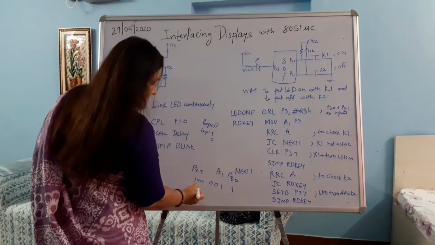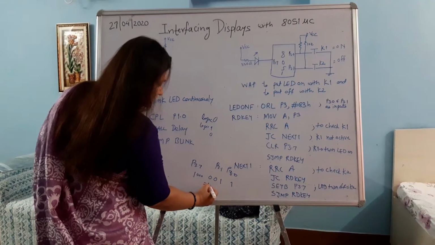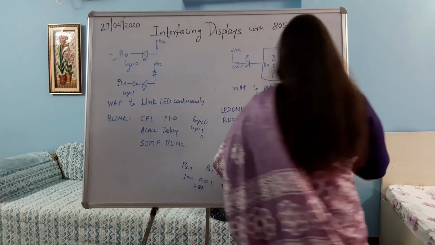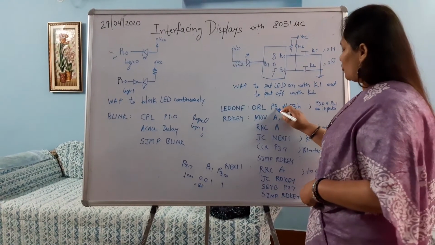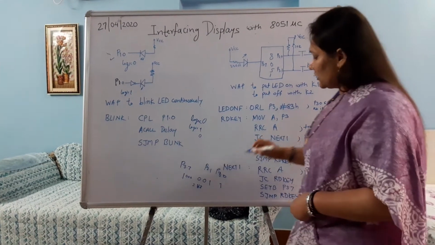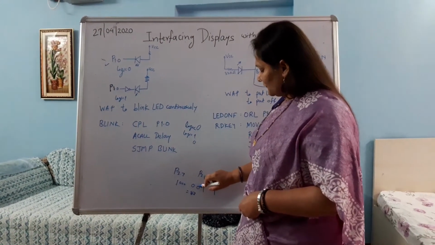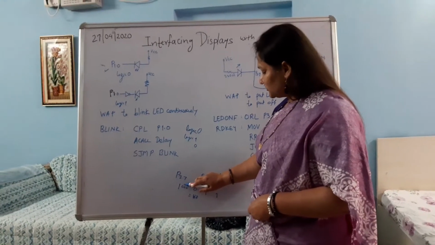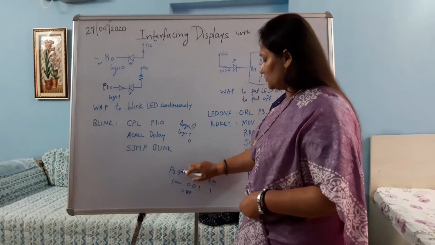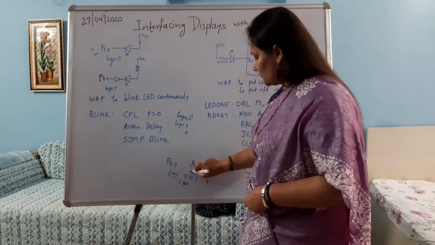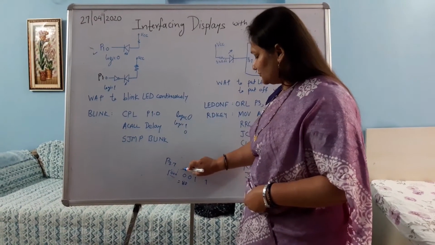So 83 comes to be 80 and this comes out to be 83. So that's why we have taken it. We are ORing port 3 with 83. ORing port 3 with 83 means whatever may be the other status, if you have used other port pins in some other program, those statuses will not be changed by this particular program.